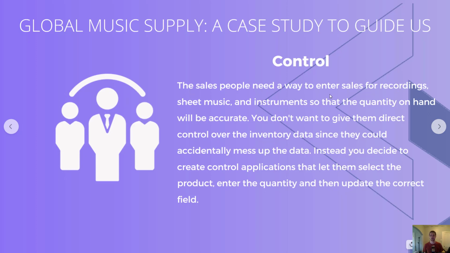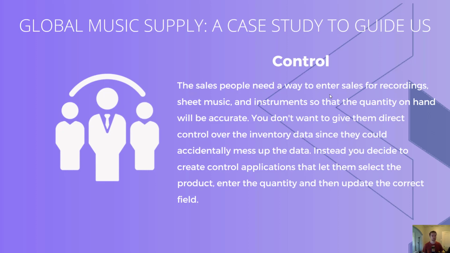So as you can see, we're doing control applications, and we're using Global Music Supply as a fictional case study to kind of guide us through this course. We're going to build some sales applications for salespeople. We don't want to give them direct control over the inventory applications, the forms that we built before, but we do need a way for them to input their sales so that the quantity on hand in the database is updated to reflect their new sales. So we're going to use control applications for that.